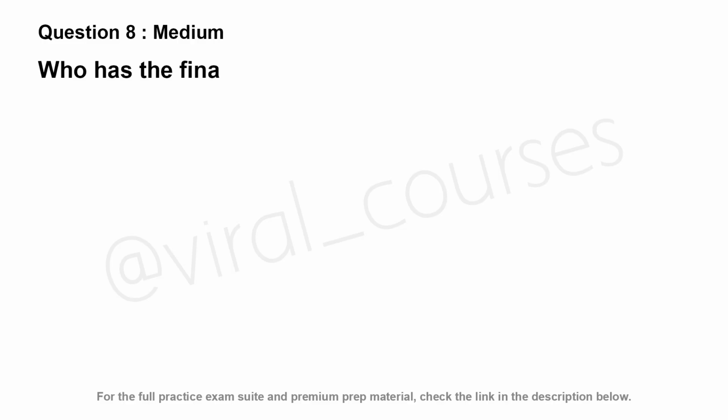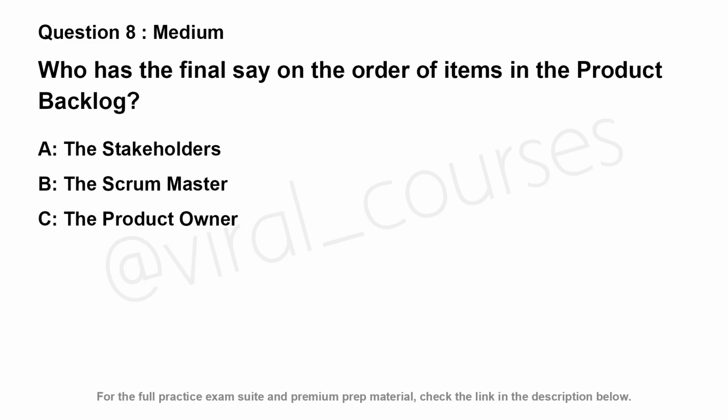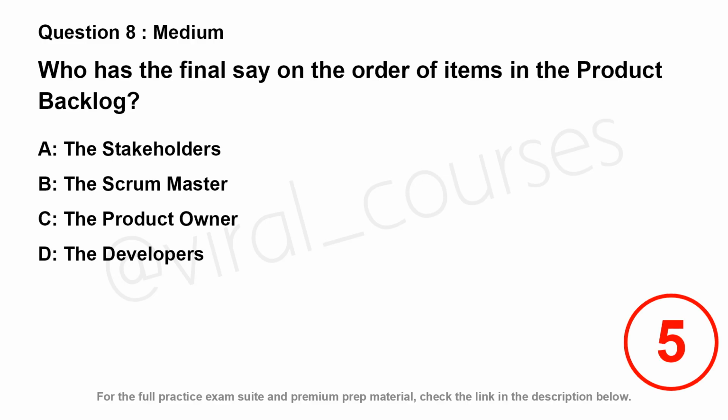Who has the final say on the order of items in the product backlog? Option A. The stakeholders. Option B. The Scrum Master. Option C. The product owner. Option D. The developers.